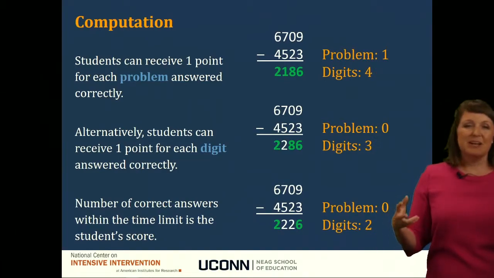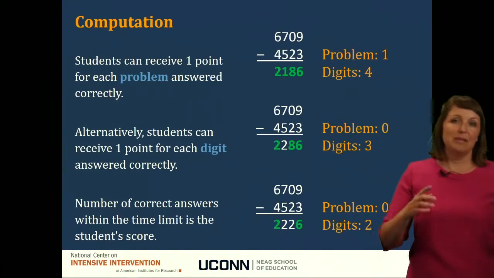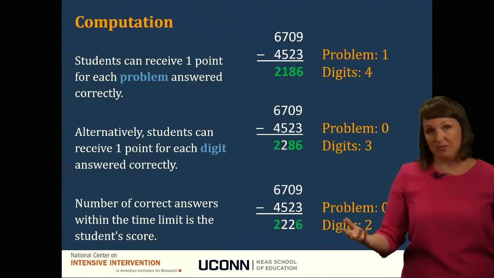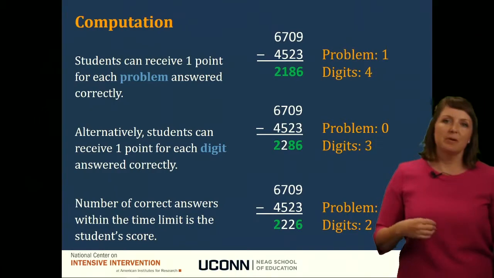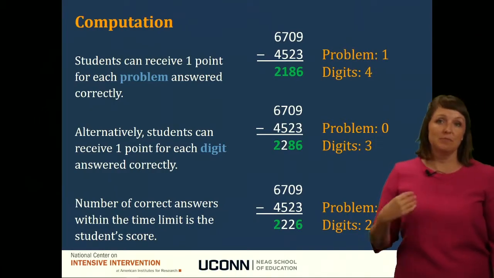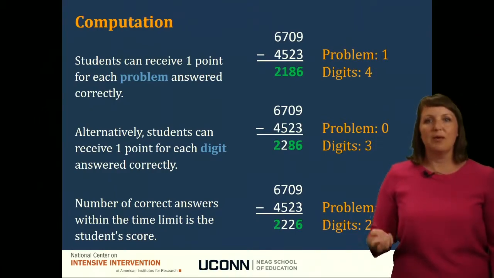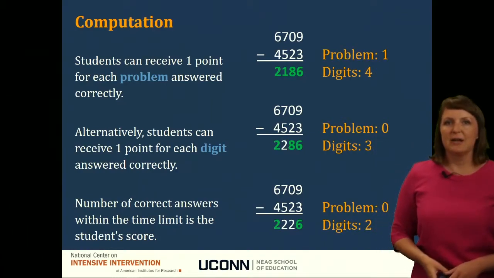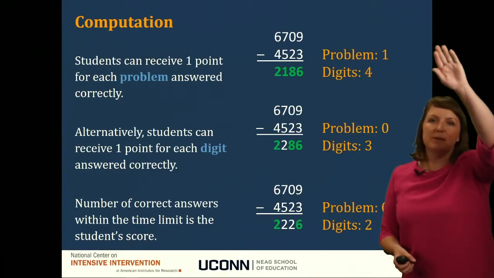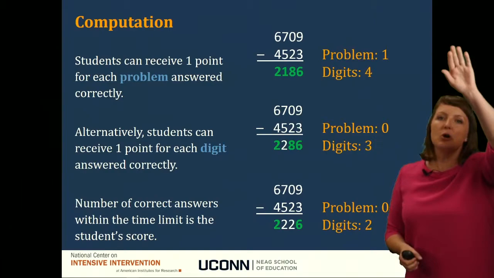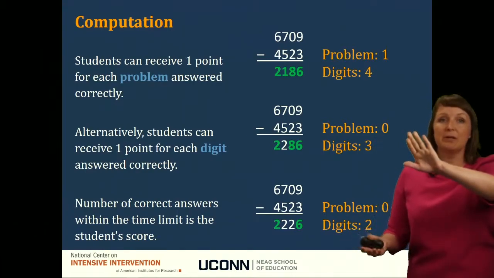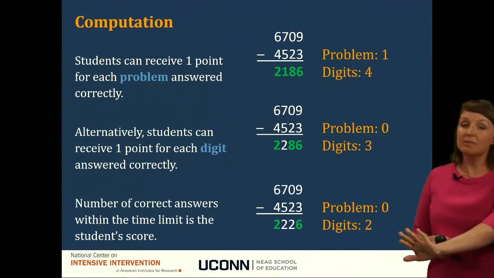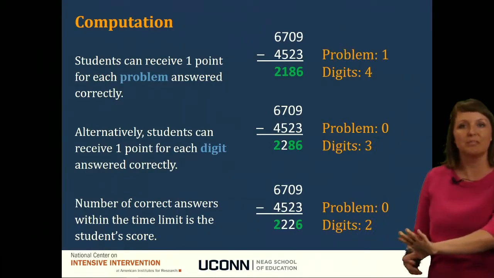Now, problems correct is easier. It's very easy to be like, yes, that's correct, or no, that's incorrect. Digits correct takes a little bit more time scoring, but actually once you do it a few times, you fall into a pattern and it's quite easy to score by digits correct. But it does give you a much better idea of what the student really knows in the problem. So you can see for this example, instead of saying you got a zero, I could give the student 3 points. In this example, instead of saying you have a 0, I can give the student 2 points because they answered 2 digits correct.